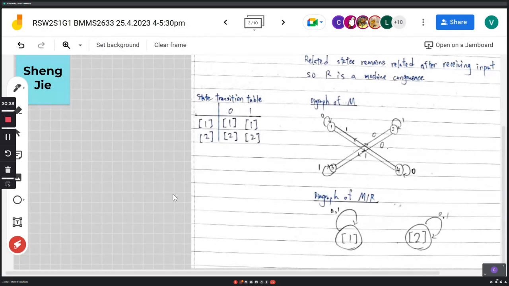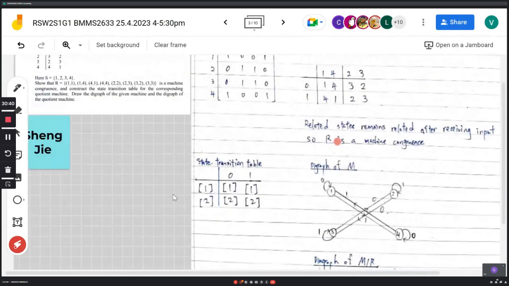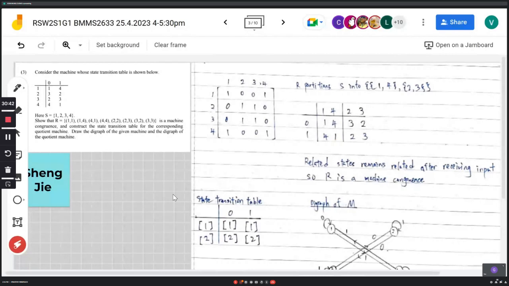Understand? So this is the question for number 3. How do we show that it is a machine congruence? Every time you want to show machine congruence, this is what you need to do. You need to show this table, and write this sentence after you're done. You make sure they are in the related steps. Okay? Then this is the transition table from here.